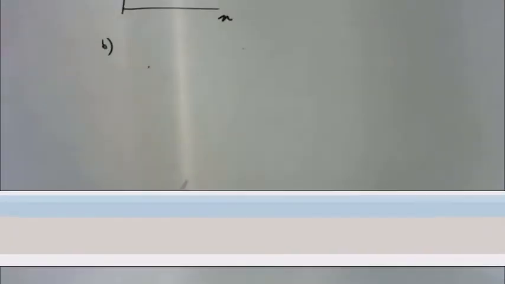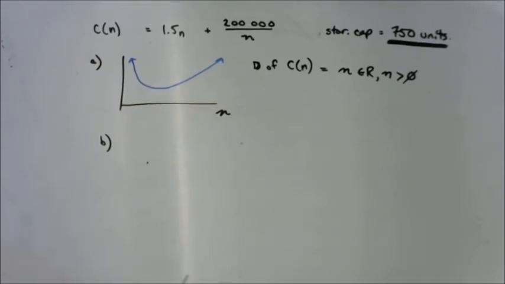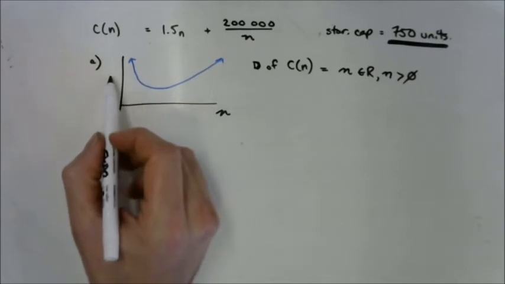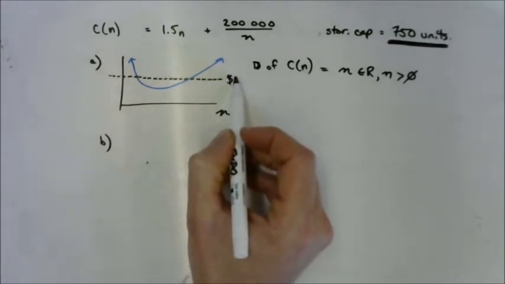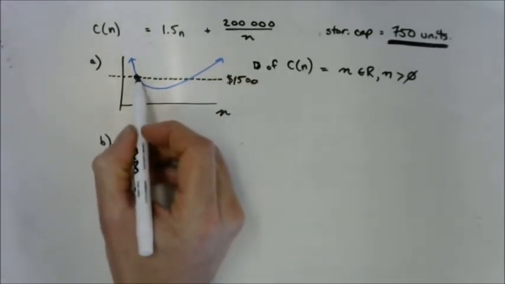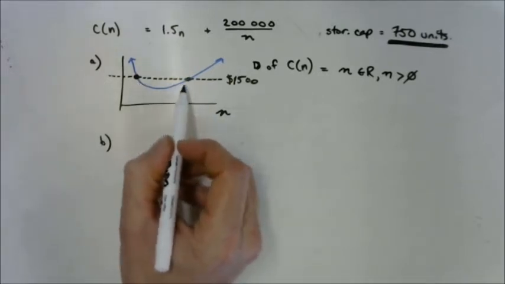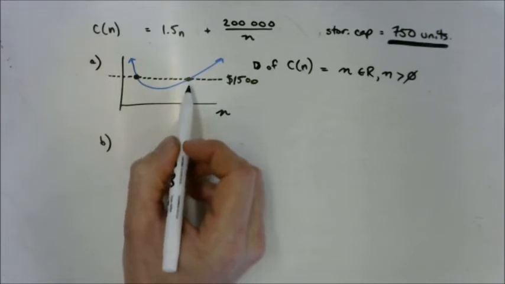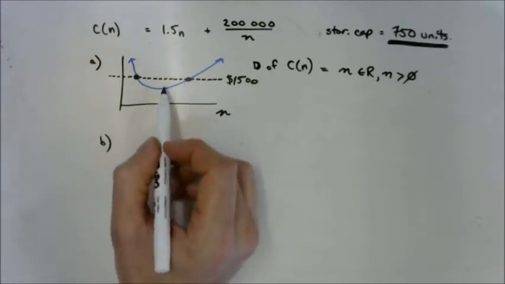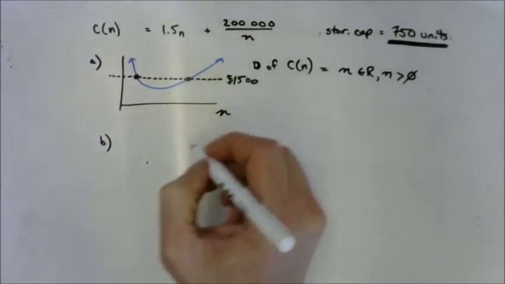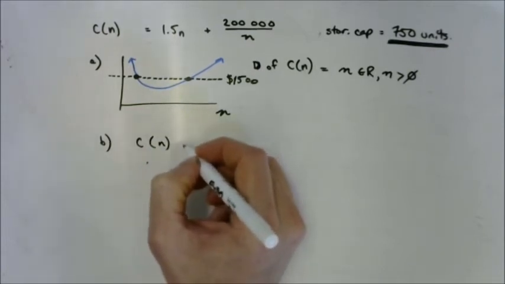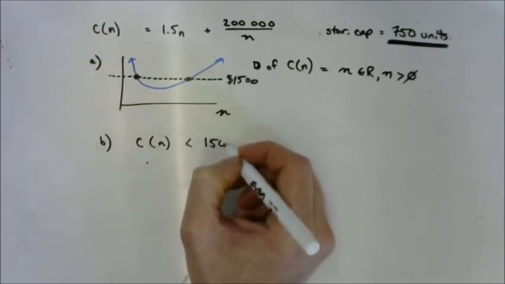So now, part B is to determine the minimum and maximum number of computers that can be ordered at any one time to keep the cost below $1,500, assuming that their current inventory is 0. So basically what we're looking for is if we have this cost line of $1,500, we want to know the number of computers here and here so that they can order within this range, the minimum number of computers and the maximum number of computers that will keep their costs below the $1,500 mark. Okay? So in order to do that, we're just going to say that we want C of N to be less than $1,500.